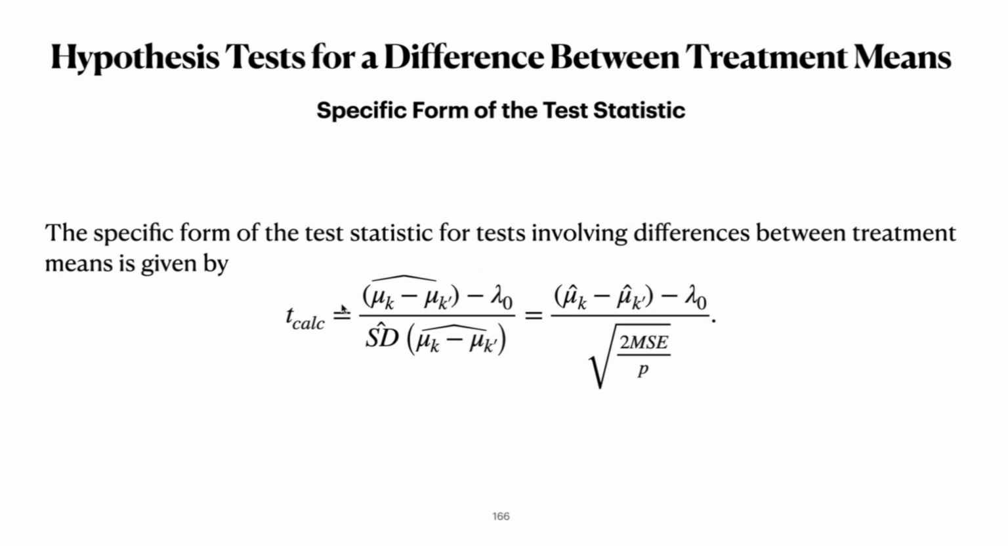You can see here that the estimator of the difference between mu sub k and mu sub k prime is the difference between the estimated values of those treatment means, so mu hat sub k minus mu hat sub k prime. From that, we subtract off the hypothesized value of that difference, which is denoted by lambda sub 0. And then in this case, the estimated standard deviation for this estimated difference is equal to the square root of 2 times the MSE from the ANOVA table divided by p.